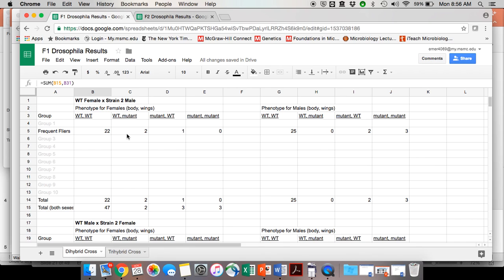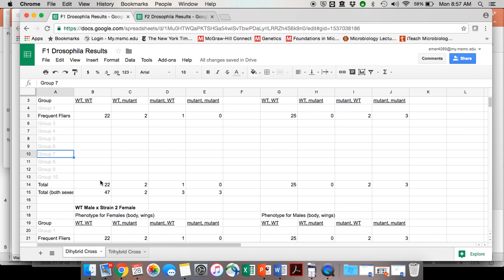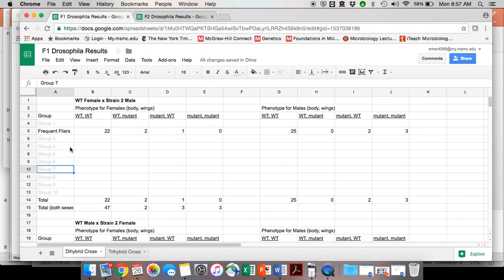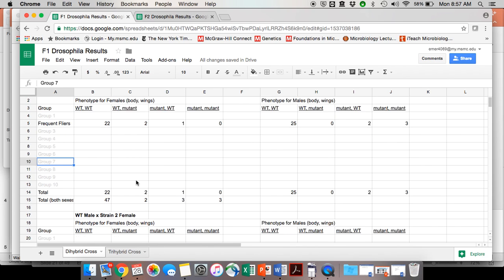So that would be how you'll put in your data for the dihybrid cross for the F1 results. Other groups will put in their data in here as well. There should be 10 groups worth of data, and the total rows will populate as people put them in. So you'll see these numbers increase as people put in their data. Not everyone did both reciprocal crosses, so some of these will stay blank, and that's fine.